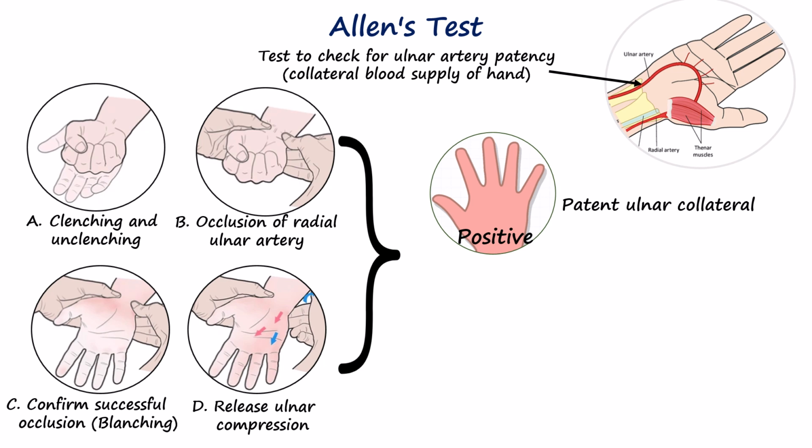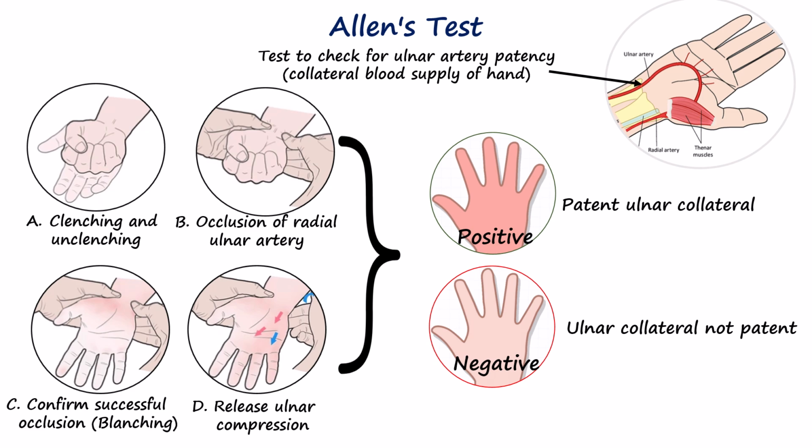If the hand remains pale or takes longer than 10 seconds to regain color after releasing the ulnar artery, the test is negative, meaning the ulnar artery cannot compensate if the radial artery is blocked or damaged. So a positive test indicates it is safe to proceed with radial artery procedures, while a negative test suggests alternative access sites should be considered.